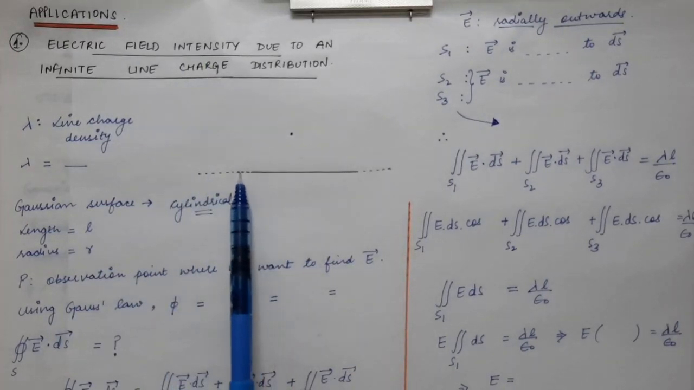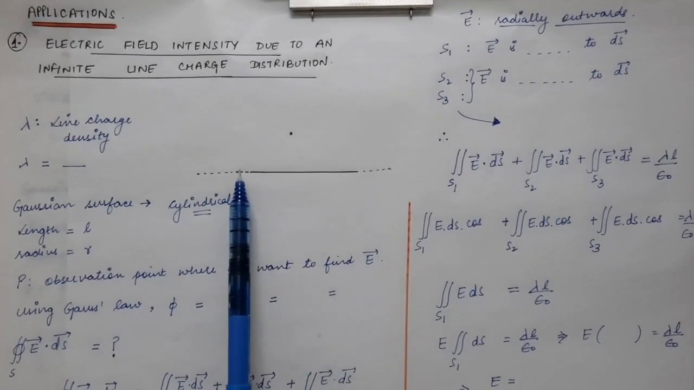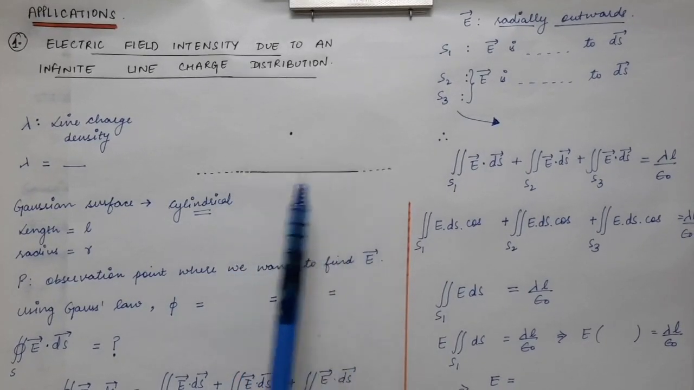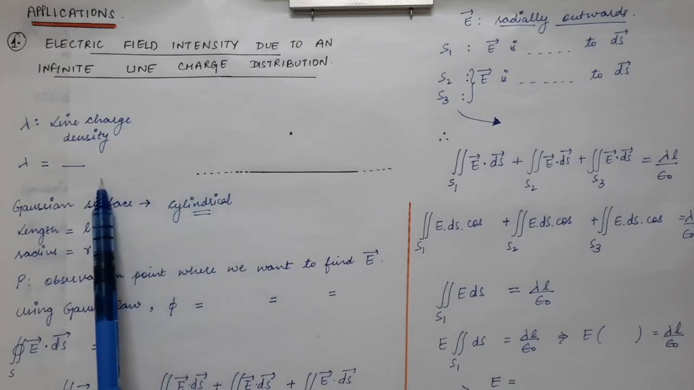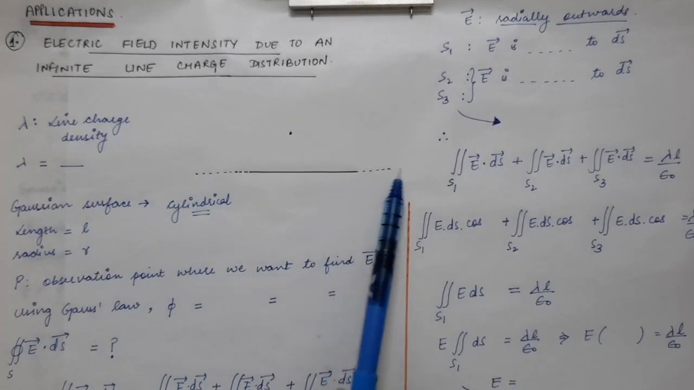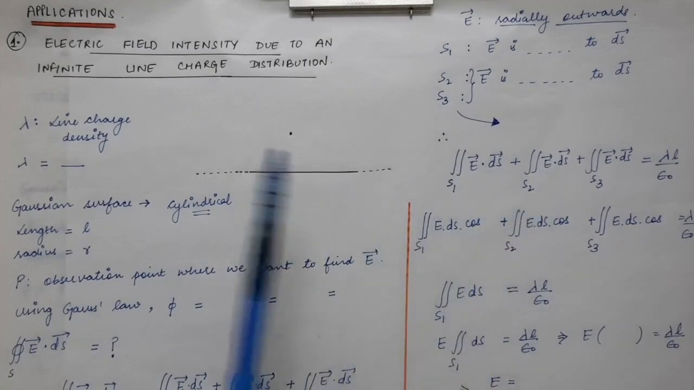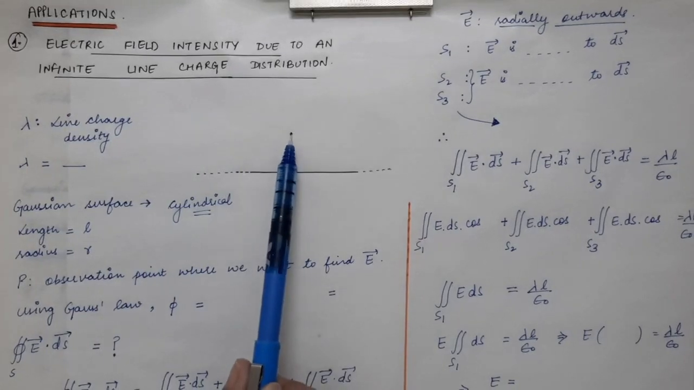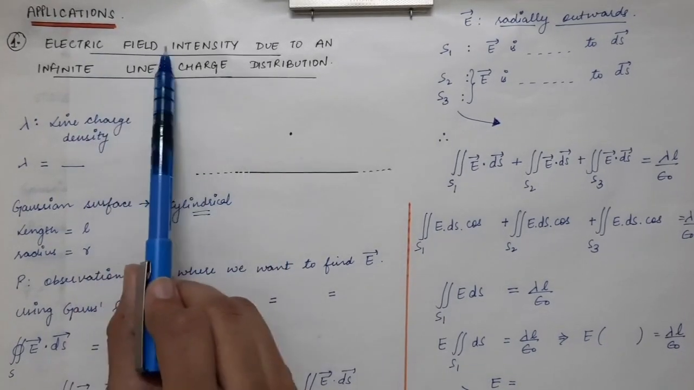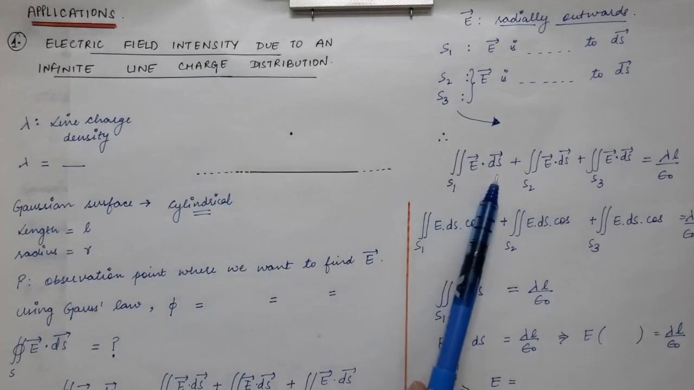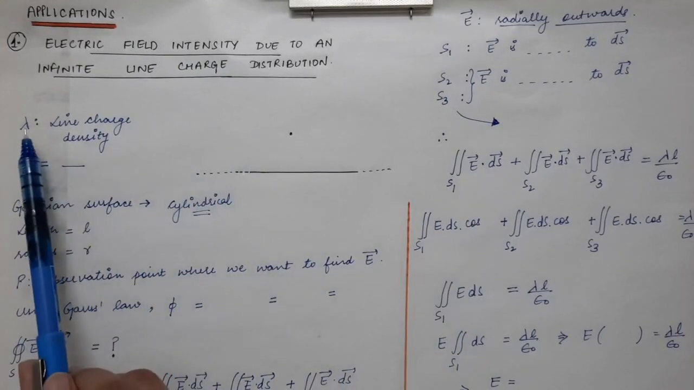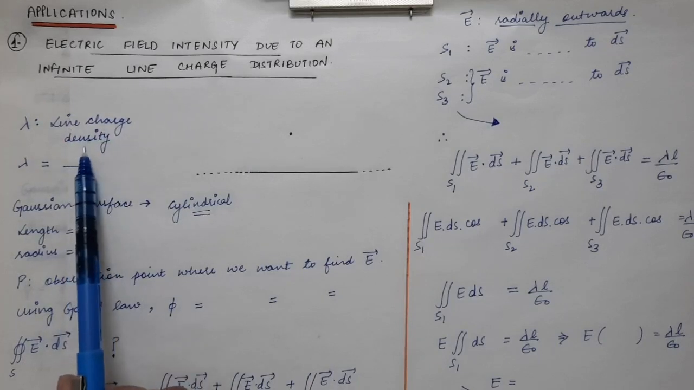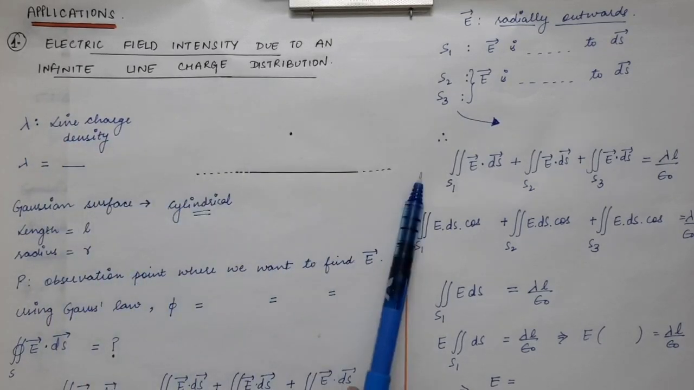Let's suppose here we have a line charge distribution. Charge is present on this line, and this line charge distribution extends up to minus infinity as well as plus infinity. So this is an infinite line charge distribution, and we are interested in finding the electric field intensity at this point P, due to this infinite line charge distribution. Let's say lambda is the line charge density of this system.